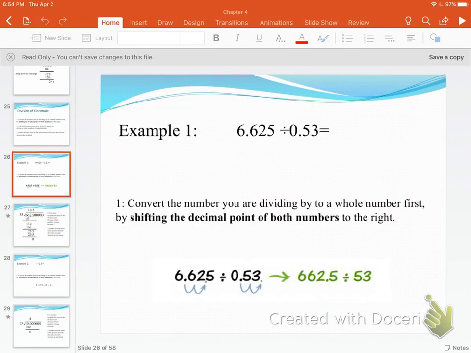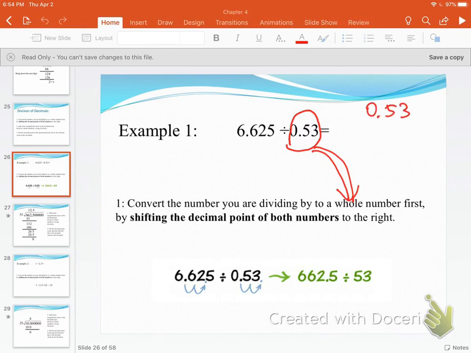Okay, now let's look at this division question. Division is the hardest part in this chapter. So step 1, we need the divisor to be a whole number. We will change the divisor to a whole number. How can you change 0.53 to a whole number?